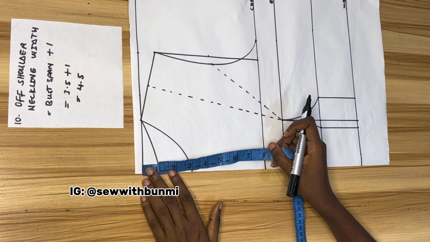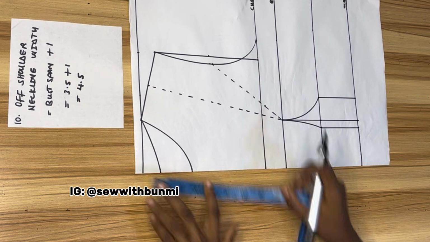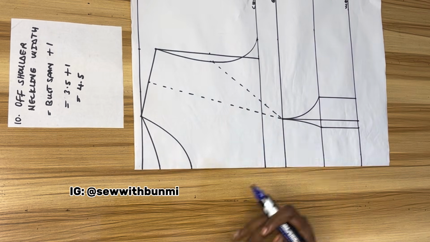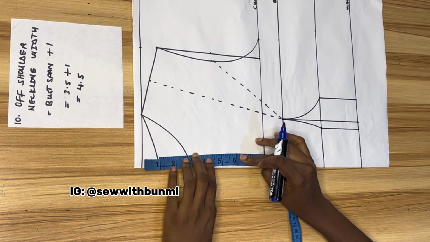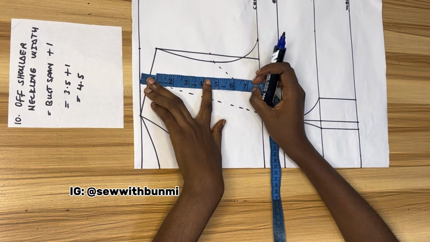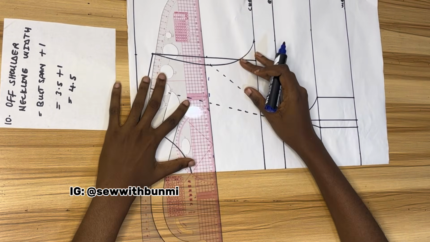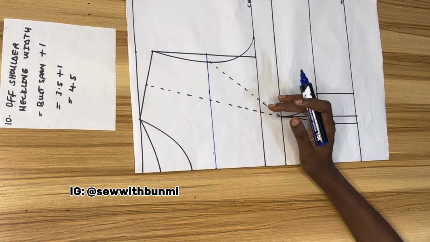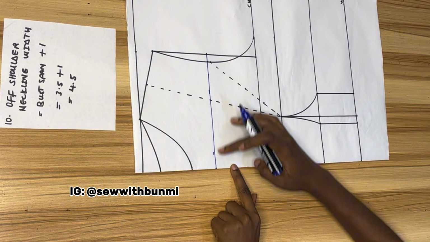Alright, so first determine how off you want your off shoulder to be. I'll be using a different color of marker so that you're not confused with all the lines. So for me, I'll be using 4.5 inches, which I am marking. And after I've marked the points, I'll join the points together to form a straight line with my ruler. Because I don't want my off shoulder to be straight, I just want to make a little design on it.